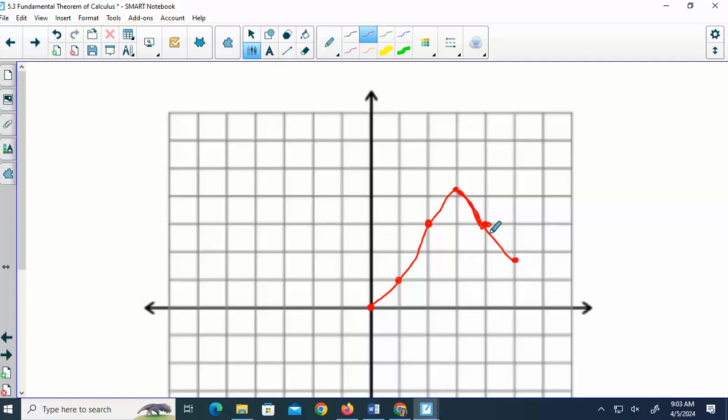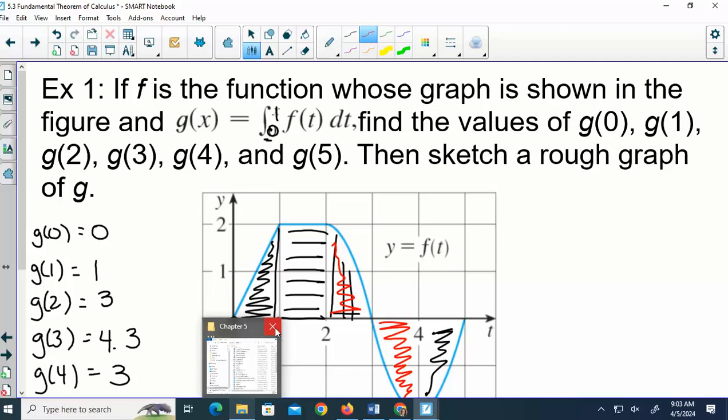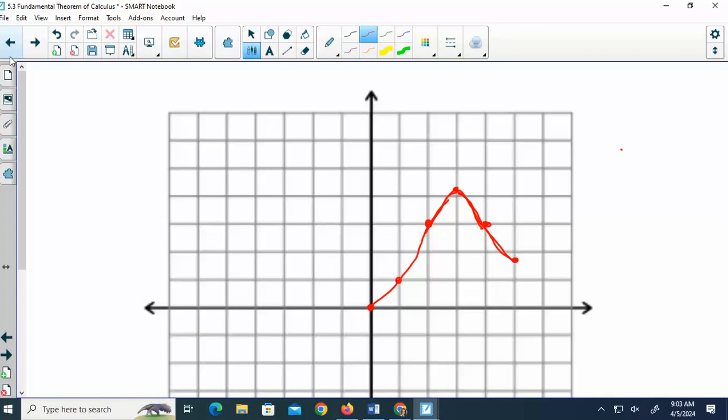I don't really know how curved this is, how straight it is. We don't know concavities or anything crazy like that. But we just have some general values. So we just estimated what this curve might look like. So this graph is representing the area under this original function. Any questions there?